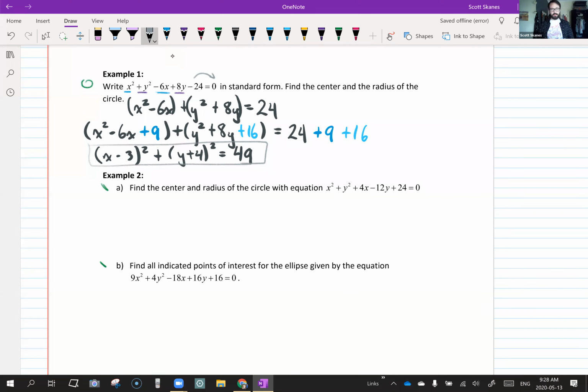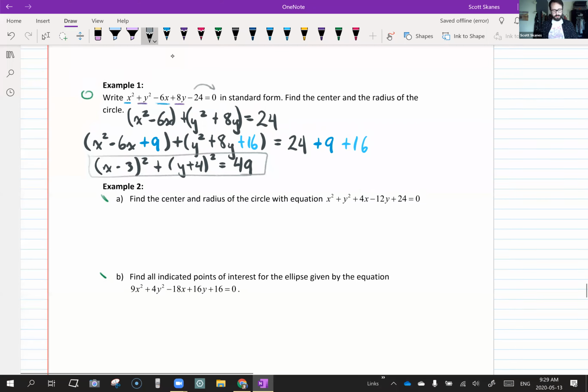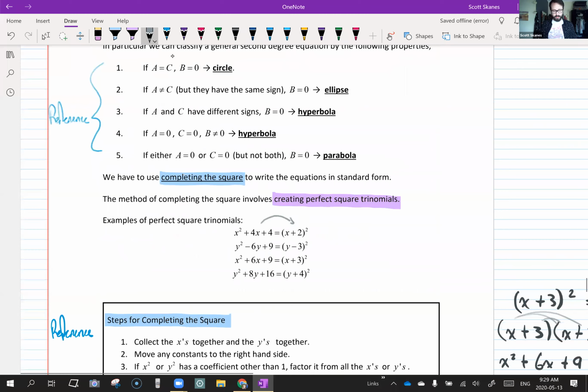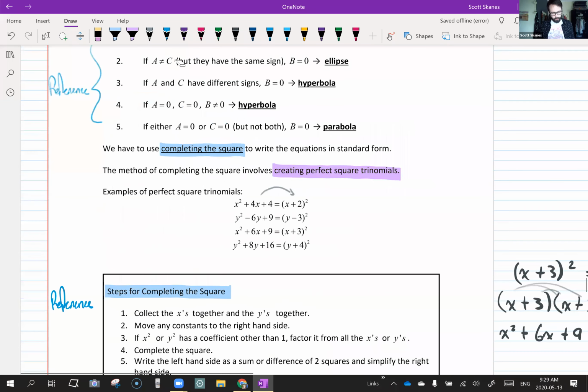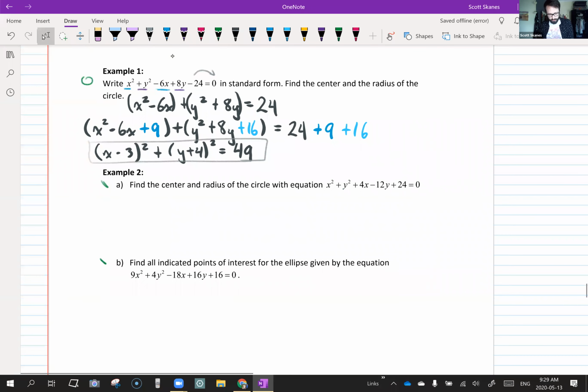Right, so let's make sure that we've answered the question. First of all, it said write this in standard form. So let me go back a second. I'm just going to scroll up. What we were given is a general second degree equation. That's our general equation that works for any conic section. What we wanted was standard form. And standard form is this. It's the form that when you look at it, you're like, oh yeah, it's a circle. I can see that it has x squared and y squared, and it has a radius on the end.